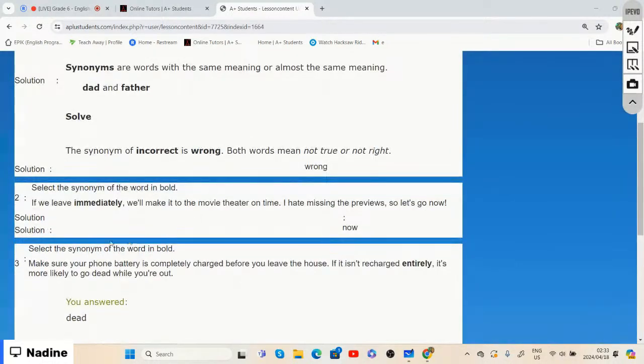All right. If we leave immediately, we'll get to the movie theater on time. I hate missing the previews, so let's go now. What is the word in the next sentence that's the same as immediately? What is the word in the second sentence that means the same as immediately? We must go immediately.